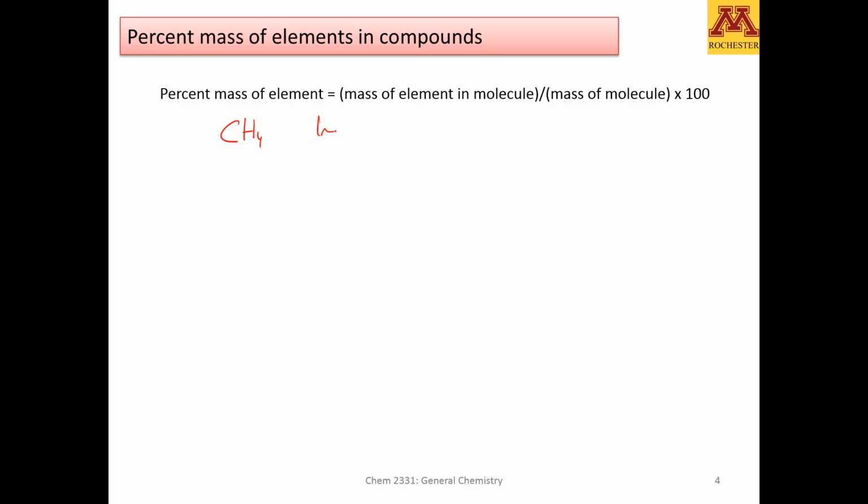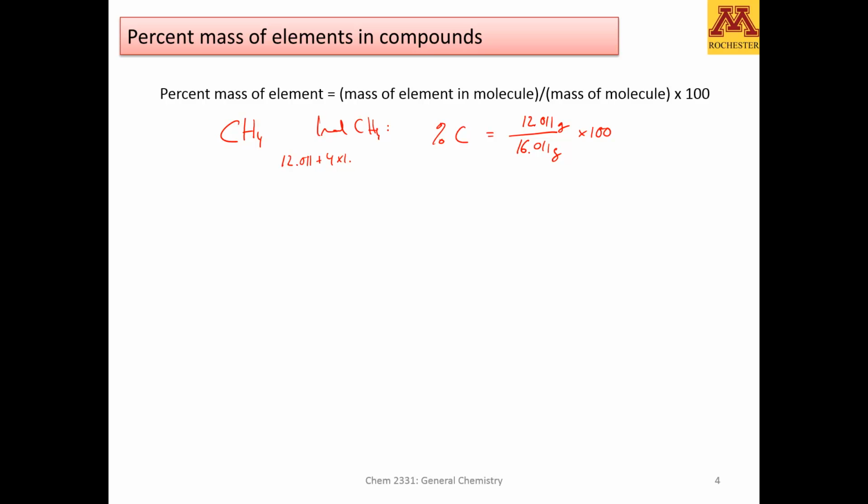Say that you have 1 mole of methane. To calculate the percent mass of carbon, you have 12.11 grams over the overall mass of the molecule, which is 16.11, as we calculated before. This 16 again comes from the mass, plus 4 times 1, which is the atomic mass of hydrogen. All right, so this number is called the percent mass, in this case, of carbon in the molecule of methane.